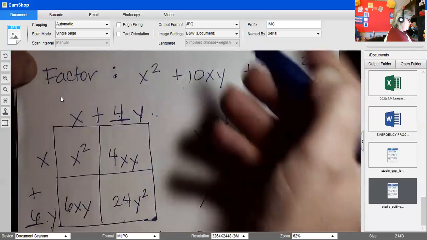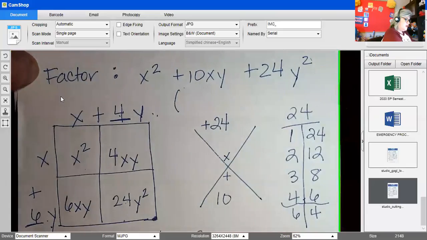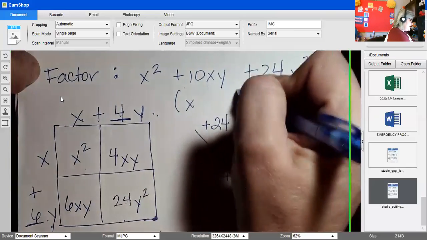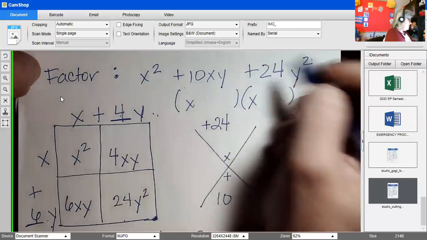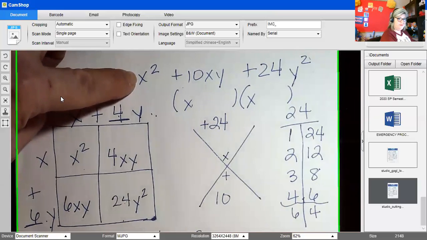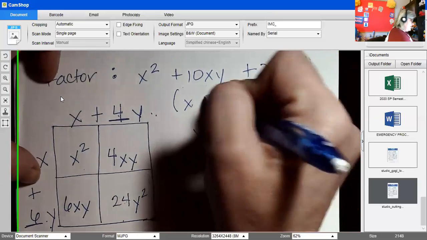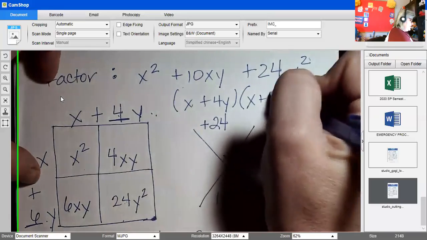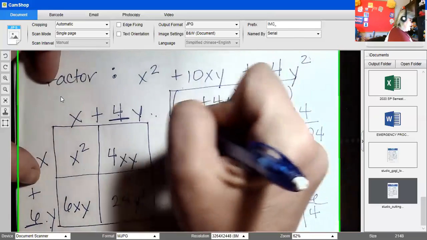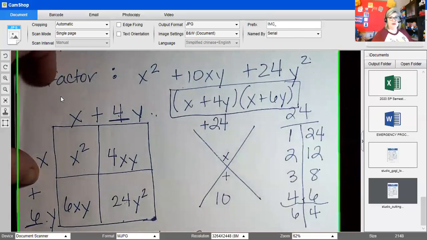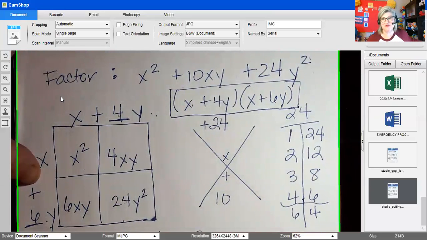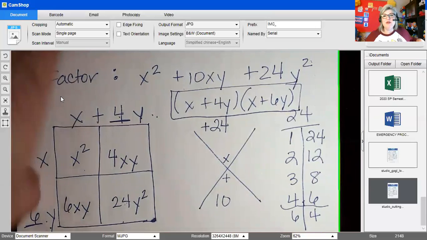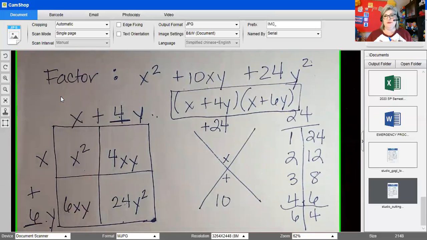So therefore, our solution to this one would be x and x, just like we started with before, to get that x squared. Then you have plus 4y plus 6y. And as we were trained, I went ahead and boxed my answer for you. So that completes all of topic 7.5's examples.